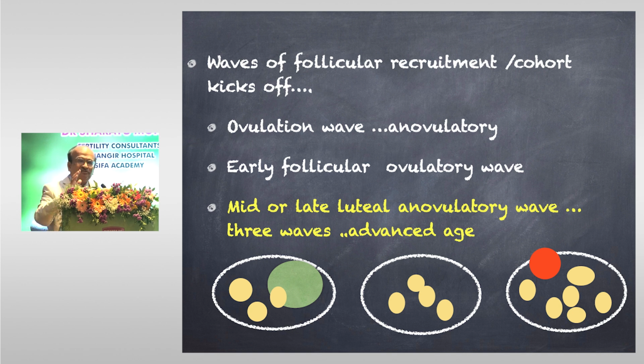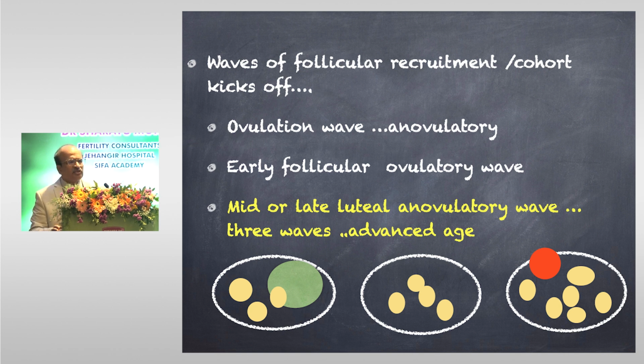Or you could have an early follicular wave, which is typical, which we'll try our best to synchronize, where a luteal-follicular transition takes place and the follicles start growing then. But some women, especially the older women and women with poor ovarian reserve, will have a mid or late luteal anovulatory wave, and they would have 3 waves. The younger population will have 2, the older population may have 3 waves.